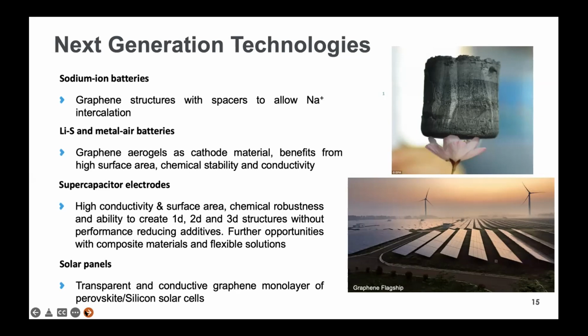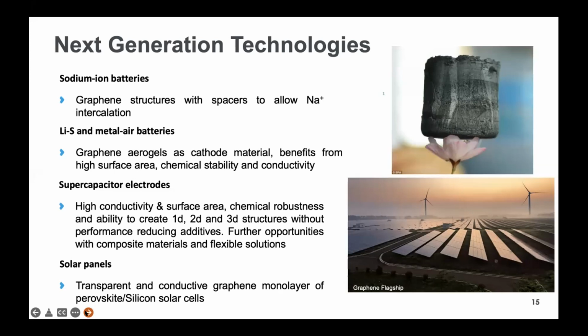The good thing about the graphene aerogels, and also for the supercapacitor electrodes, is the ability for graphene to generate either just dots, one-dimensional structures, or lines and rods, and these 3D networks as well, without having to add a significant amount of stabilizers that otherwise would reduce your conductive properties. So there are lots of opportunities in electrodes where you need high surface area and chemical robustness and the ability to make these different new structures as well.